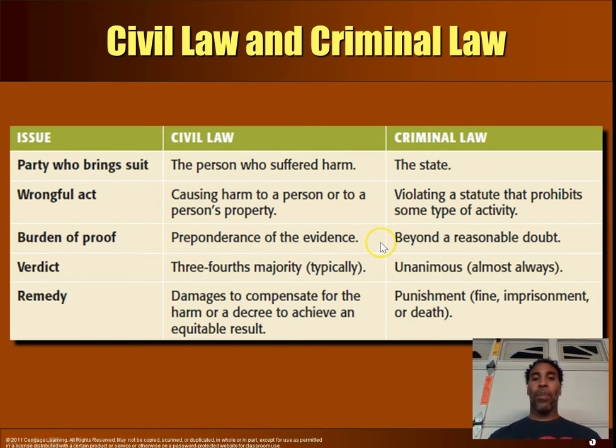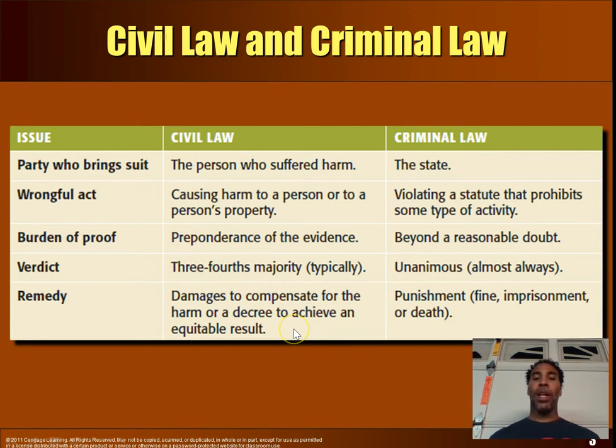Burden of proof is preponderance of evidence, and that's on the civil side. So all the evidence says, you know what, you probably did it. We can't prove that you did it wholly, but you probably did it, and that's good enough in a civil case. But in a criminal case, you need beyond a reasonable doubt. The verdict, 3/4 majority typically in a civil case, and it needs to be unanimous in a criminal case.